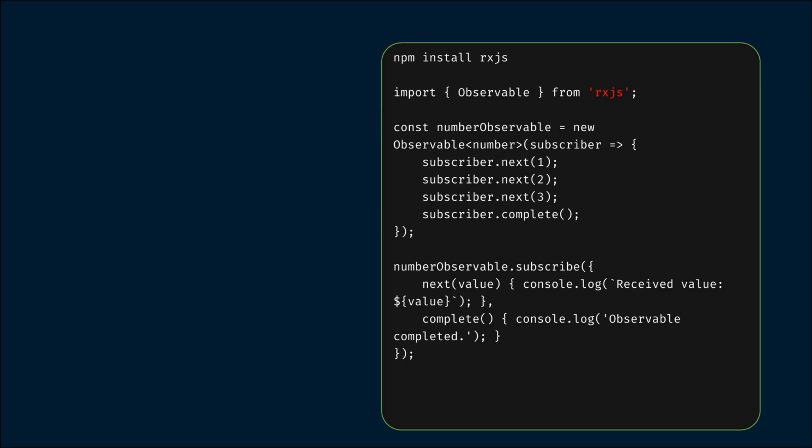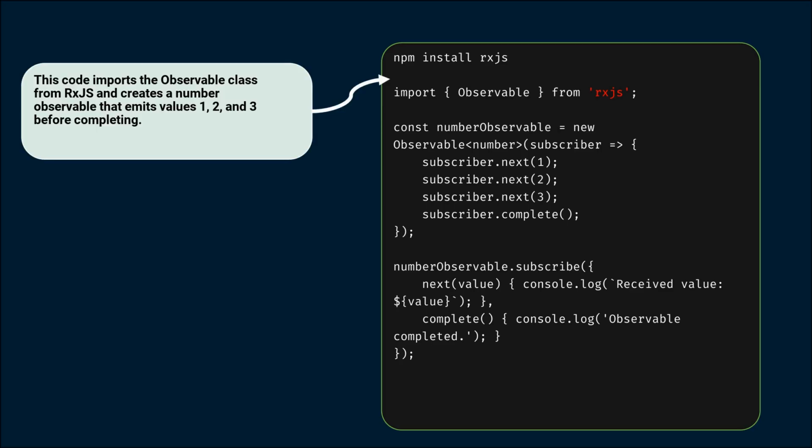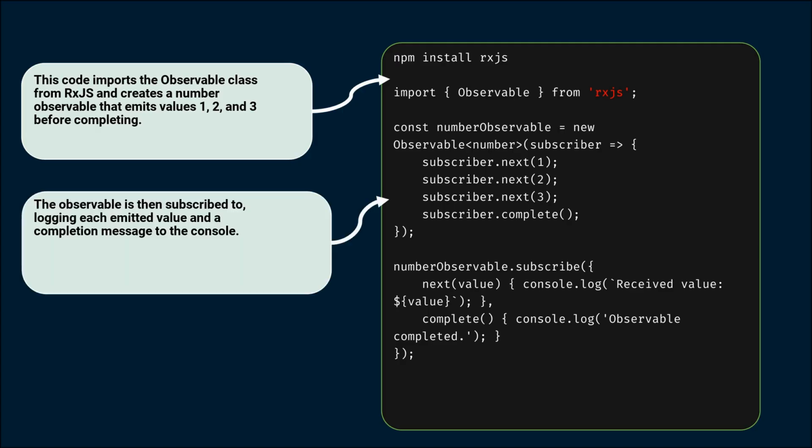Now let's see how we can create a basic observable that emits a sequence of numbers. We start by importing the Observable class from the RxJS library, which is essential for working with observables. Next, we define a new observable called numObservable. Within this observable's execution function, we utilize the next method to emit the numbers 1, 2, and 3 sequentially. By following these emissions with a call to complete, we signal that there will not be any further values emitted, effectively ending the stream. After creating our observable, we subscribe to it to react to the emitted values.